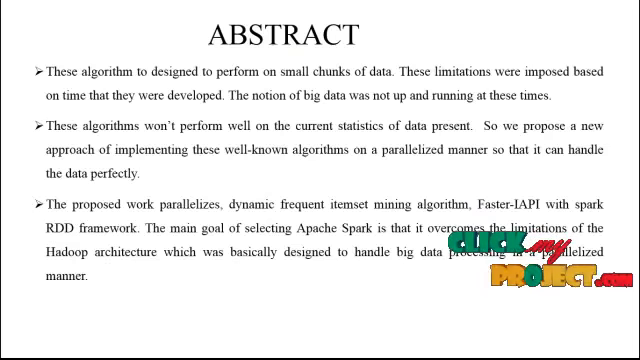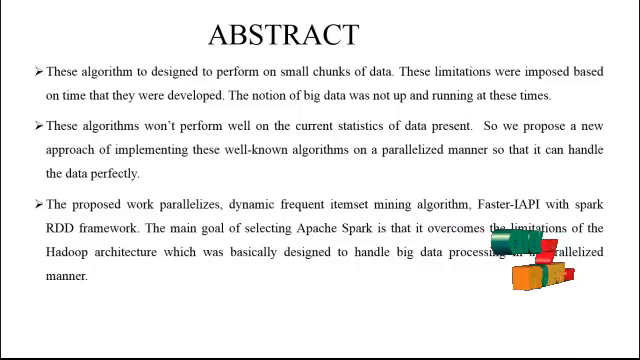Our project abstract. This algorithm is designed to perform on small chunks of data. These limitations were imposed based on the time that they were developed. The notion of big data was not in the running at those times. This algorithm needs to perform well on the current statistics of data present. So we propose a new approach of implementing this well-known algorithm in a parallelized manner so that it can handle the data perfectly. The proposed work parallelizes the dynamic frequent item mining algorithm, faster IABA, with the Spark RDD framework.